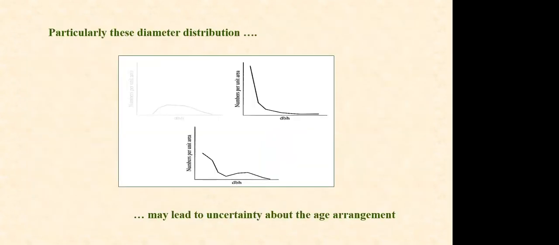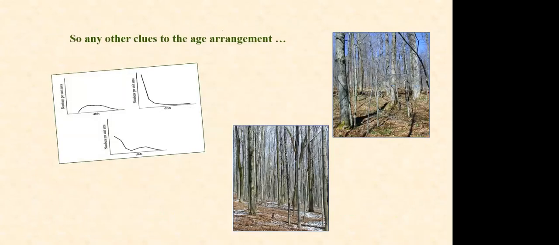So if you look at different alternative structures, the two here in dark color, the upper right and the lower center, those are ones that cause great uncertainty if we just look at the diameter distribution and try to decide if those are even or uneven age. Well, do we have any other clues that might trigger better thoughts about the age range, such as that even age stand in the lower diagram and the uneven age one in the upper right-hand diagram?